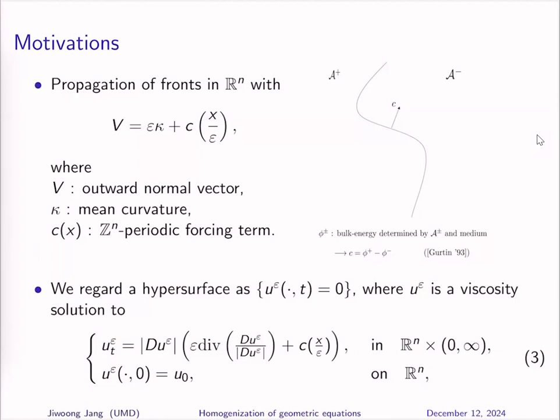The front or hypersurface will be seen as a zero level set of a certain function, and the function will be seen as a viscosity solution to this problem. And here, for instance, the big parenthesis is the normal velocity.